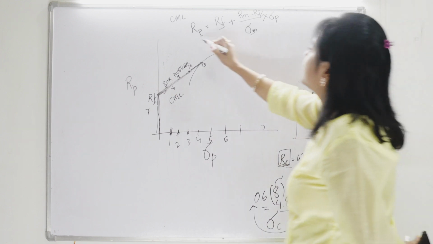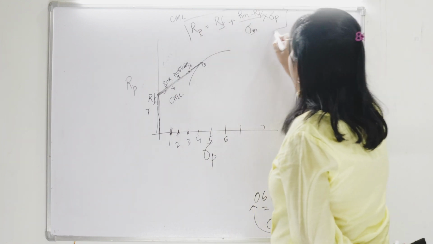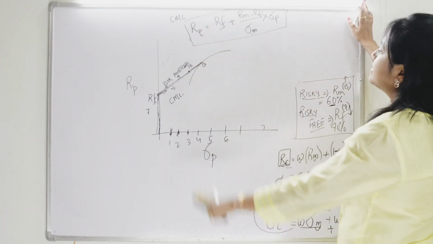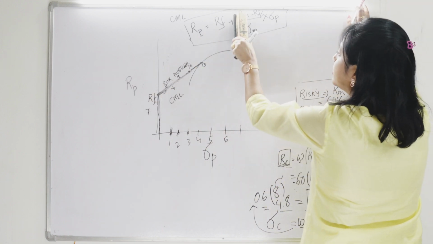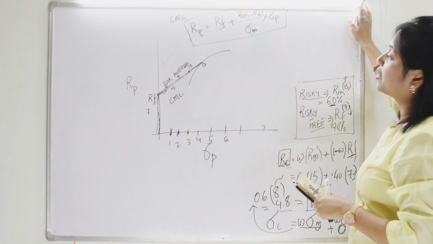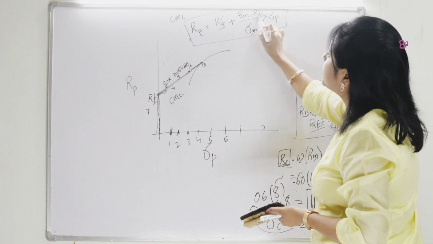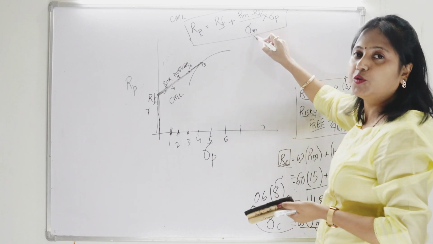So this is your capital market line. Friends, what is this capital market line? It says that you will get a fixed return plus you will get some premium, that is RM minus RF, which means the premium out of the risk you have taken.